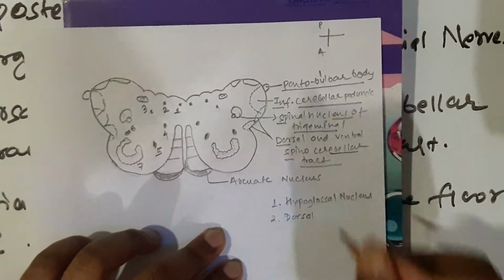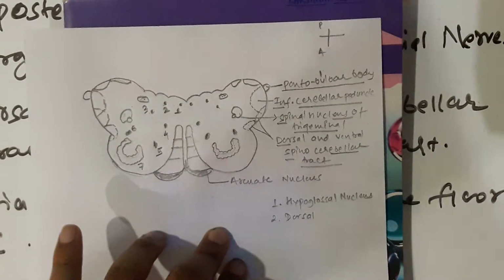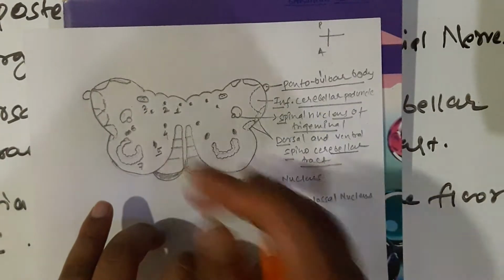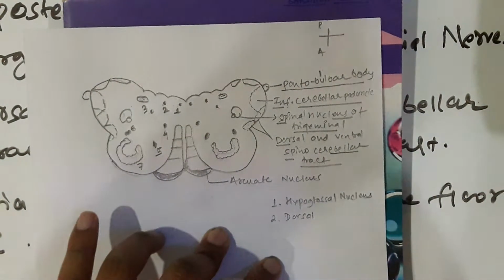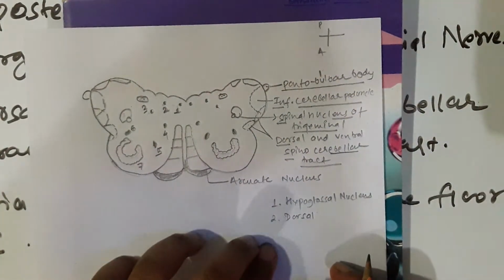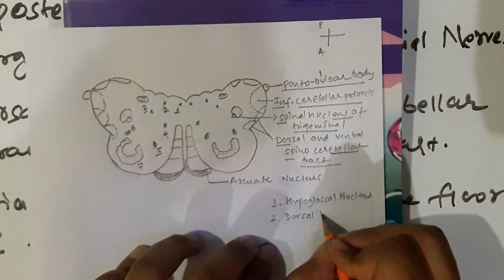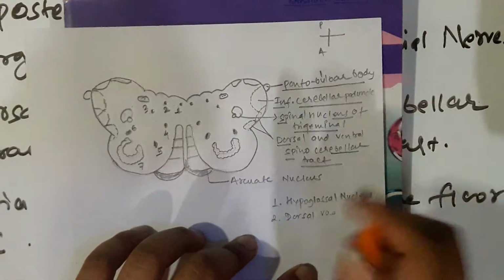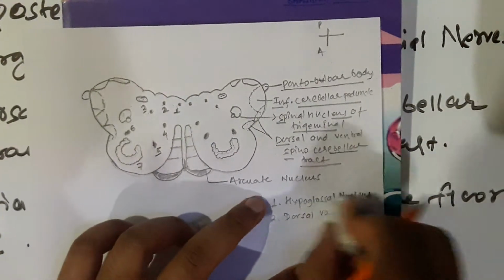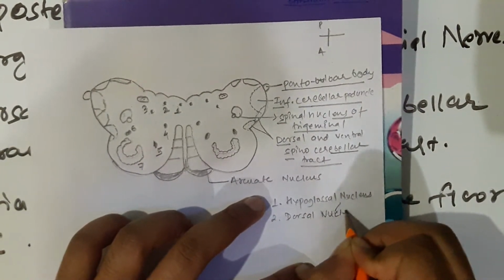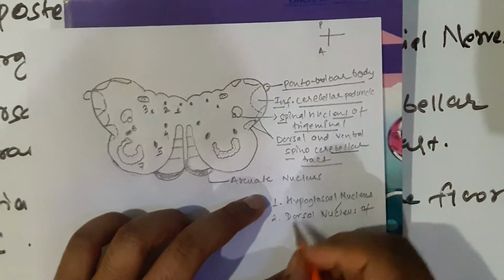So I would recommend keeping the note at the side so that you can see the note and also the figure to help you. Where you will find the note description is in the link. Dorsal nucleus of vagus.